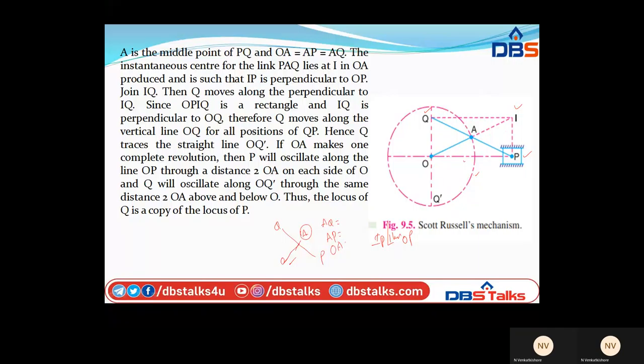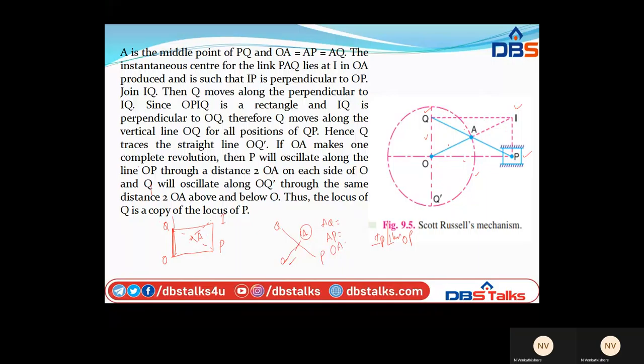Then if you see the diagram, there is a rectangular shape OQIP. There it is A. The Q will move along the vertical line OQ. The Q will move in the vertical line OQ for all the positions of QP. Hence, the Q traces a straight line motion along the OQ line. So whatever the movement of P, Q will form the right line.